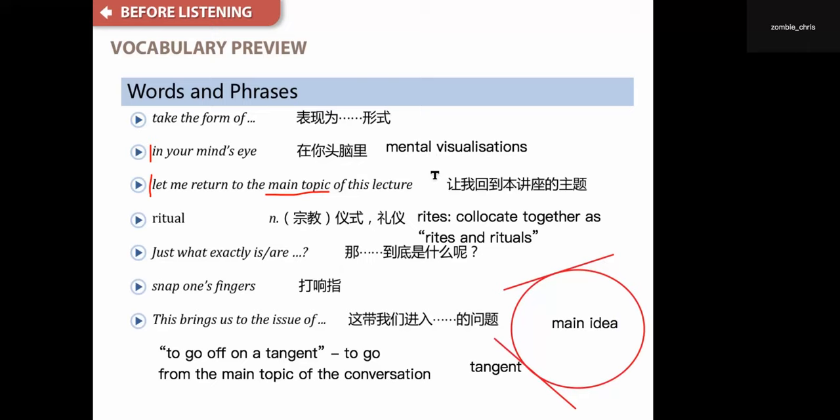So talking about the main topic and talking about a tangent, we use tangential as well as the adjective form. When someone's gone off on a tangent, they will often say, "Let me return to the main topic," going back to what we were talking about. So the opposite of the main topic is a tangent, and it comes from maths. It's just one of those things that describes an idea which is only loosely connected with the main topic of conversation or the lecture.